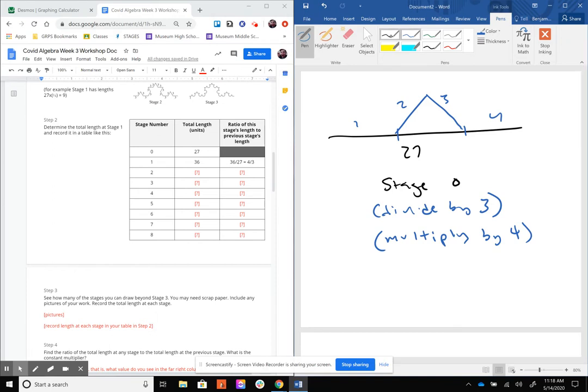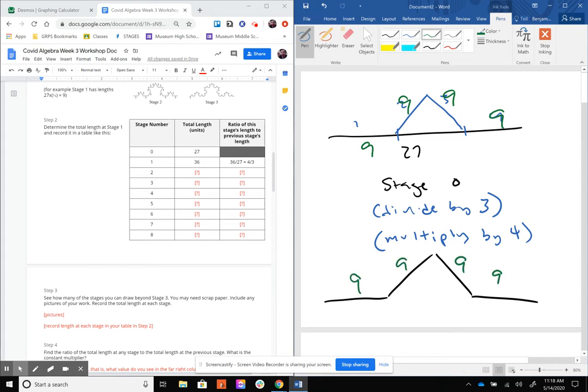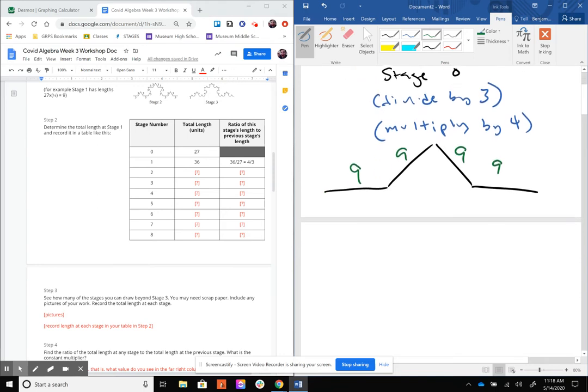And so our stage 1 looks more like this, where if we think back, each of these is 9 in length because we divided 27 by 3. So I've got 9 plus 9 plus 9 plus 9. Or a way to think about this is I started with 27, I divided by 3, and I multiplied by 4. So I'm just going to say 27 times 4 over 3, and that gives us the 36 that we see right here.